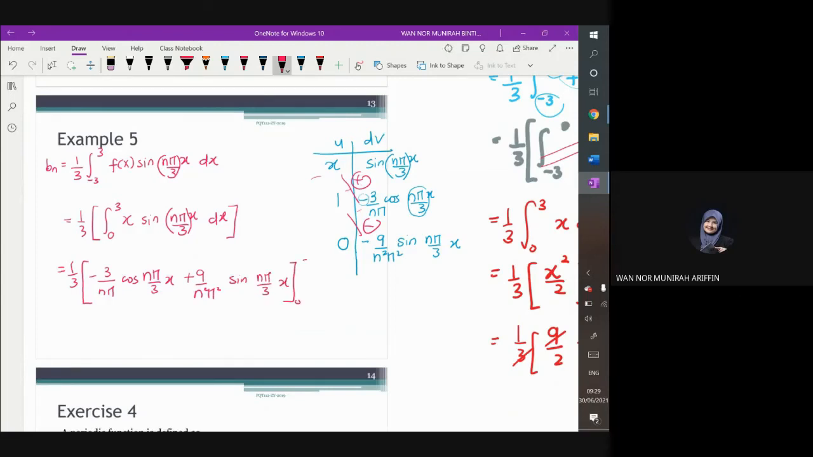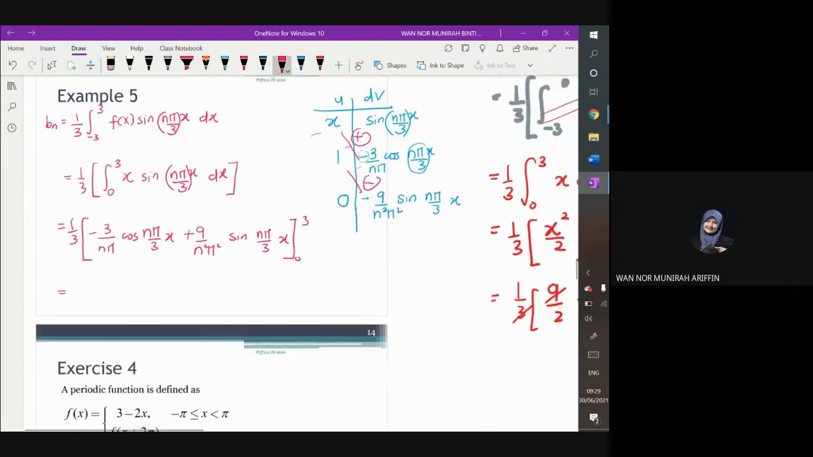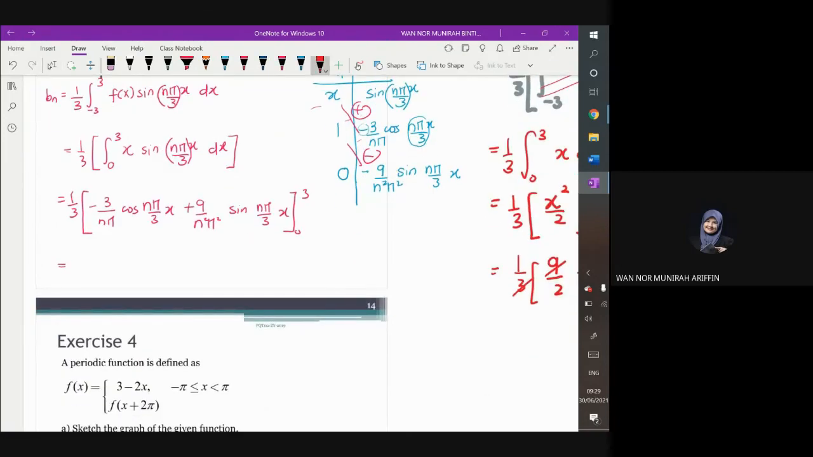Limit from 0 to 3. So I try to substitute 0 to 3. Substitute 3 first. The first one, so substitute 3. So this one is 3. So cos n pi 3 over 3 is cos n pi. So I will get 1 over 3 here, negative 3 over n pi, this one, the first one. Okay, the upper limit. I will get negative 1 to the power of n.